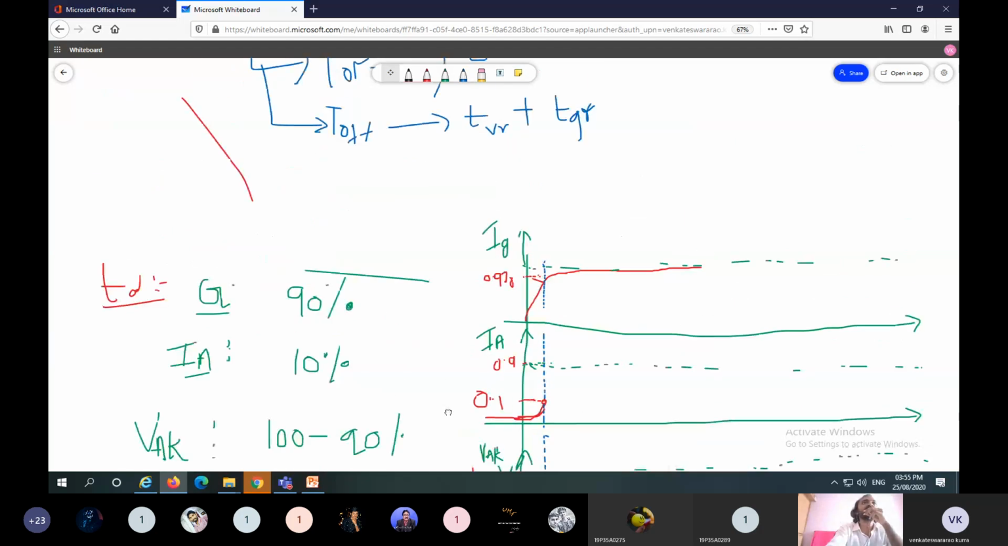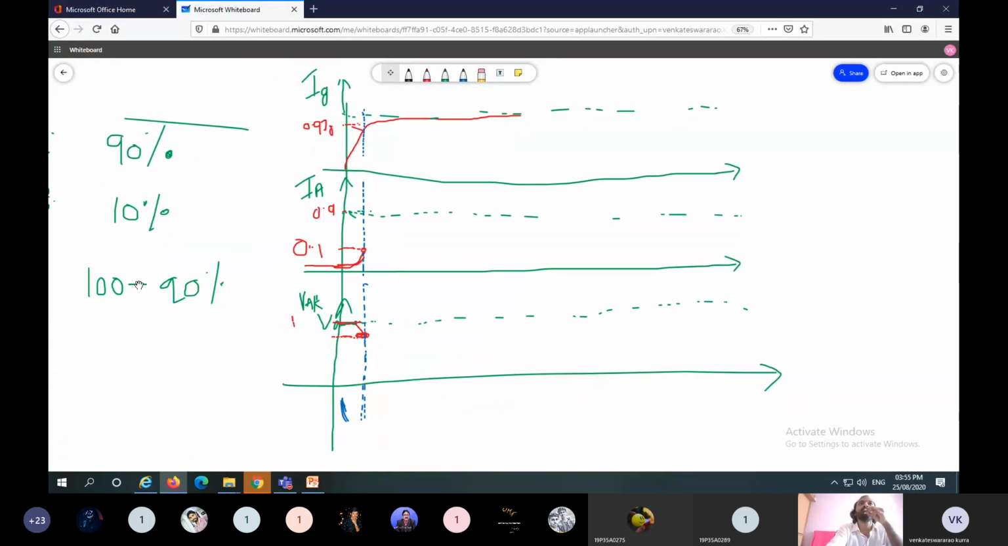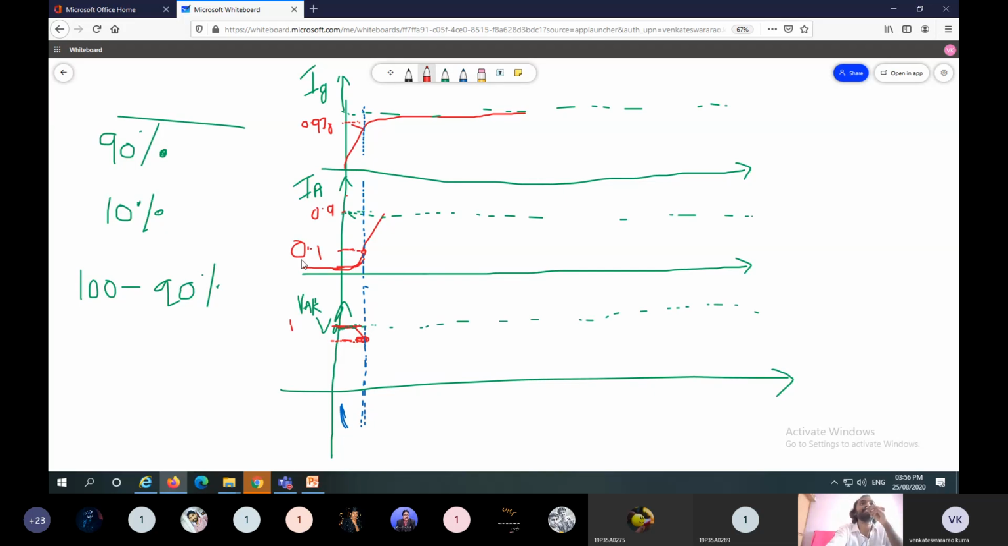Next, coming to rise time. First, delay time is completed. Next one is rise time. Rise time means the time taken by the anode current to rise from 10% to 90%. If you take another line at 100%, it is the time taken by the response to go from 10% to 90%. This time is known as rise time. In terms of anode to cathode voltage, it is the time taken by the voltage to decrease from 90% to 10%. This time is known as rise time.